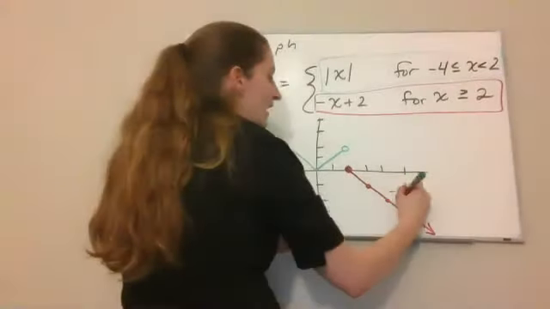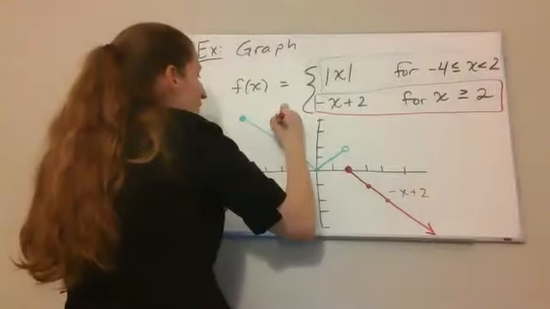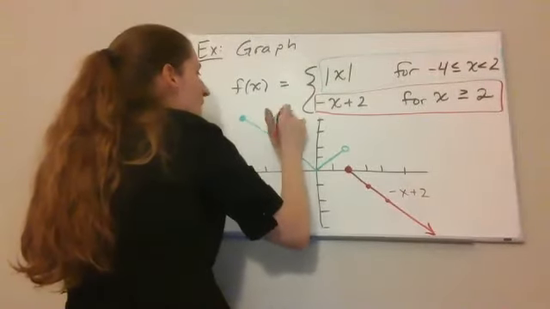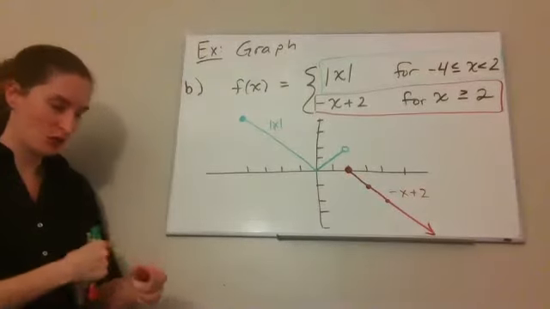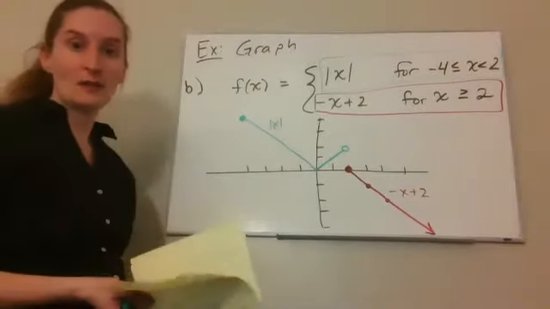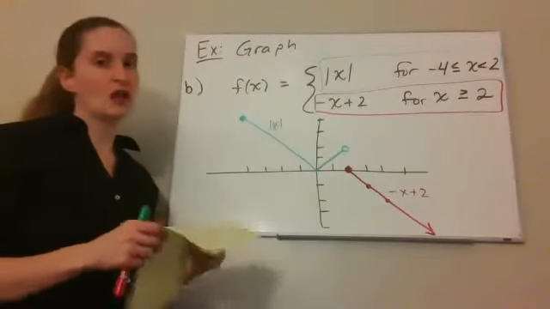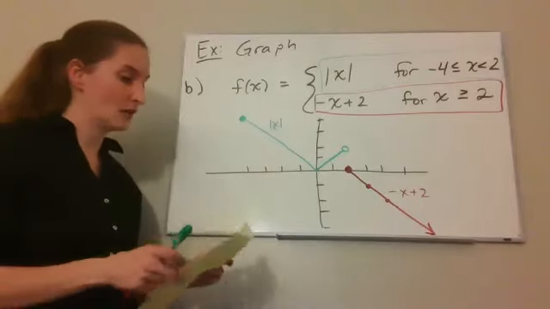So this was my -x + 2 piece. This was my absolute value of x piece. And I get a piecewise function that has a little bit of a break in it, and that's okay. This is a discontinuous piecewise function, and we're going to talk more about continuity in this course and also when you move on to calculus.